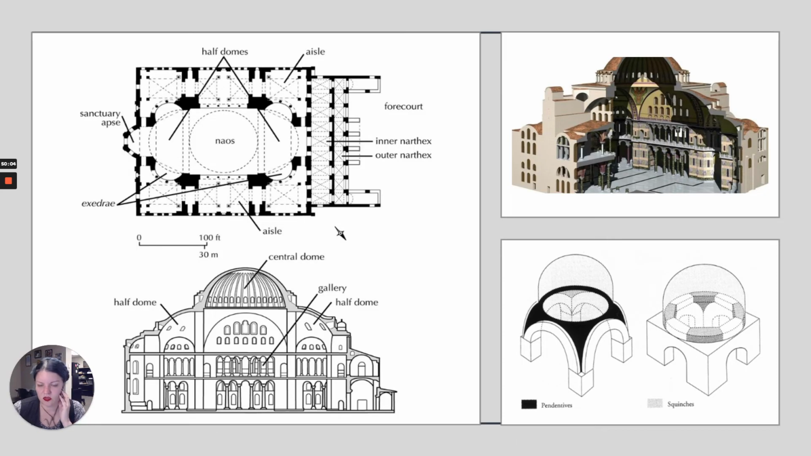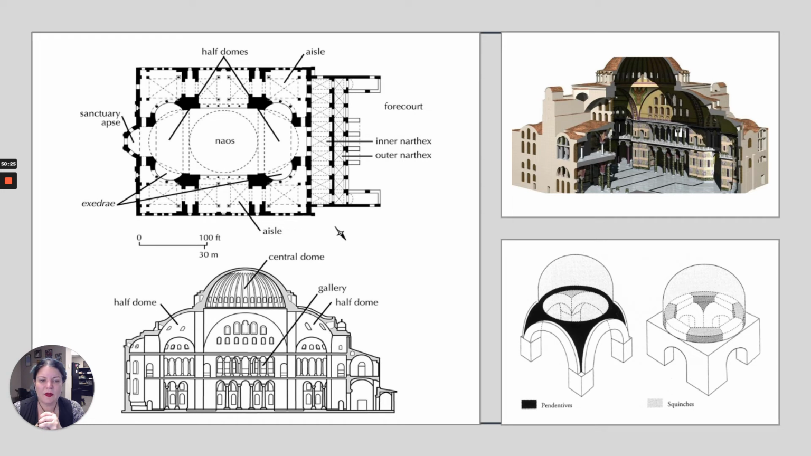So let's talk structurally a little bit about how they pulled this off. So first of all, we have this kind of basilica-like structure. It's a fairly singular kind of look at the time, where we have this big dome and then we have these half domes. This becomes kind of a Byzantine affiliated look.